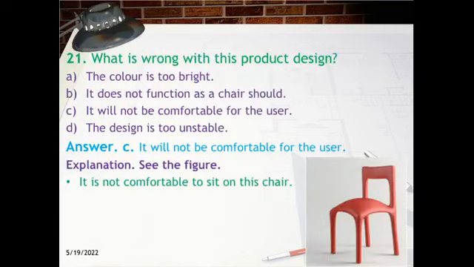21. What is wrong with this product design? A. The color is too bright. B. It does not function as a chair should. C. It will not be comfortable for the user. D. The design is too unstable. Answer. C. It will not be comfortable for the user. Explanation. See the figure. It is not comfortable to sit on this chair.